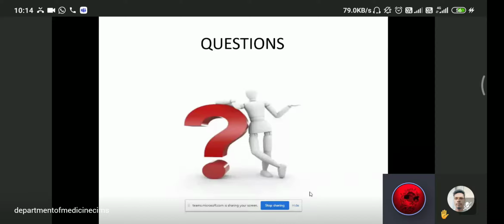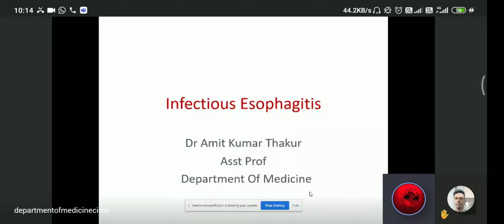The next differential diagnosis includes infectious esophagitis and other esophageal diseases: gastroesophageal reflux disorder, esophagitis. Then the part is infectious esophagitis. There are a few diseases which are more common with infectious esophagitis: viral infections, that is herpes and cytomegalovirus, and the fungal infection, that is candidiasis.